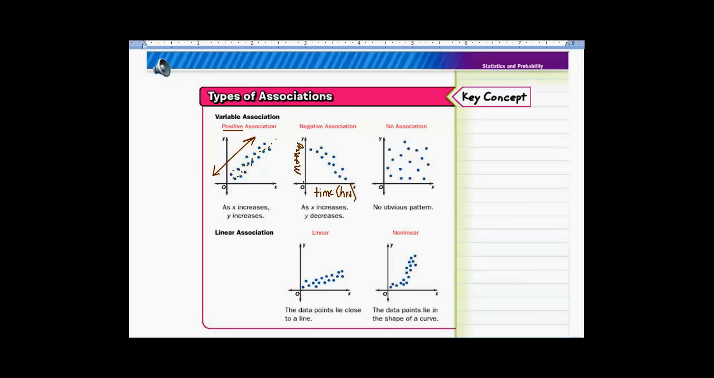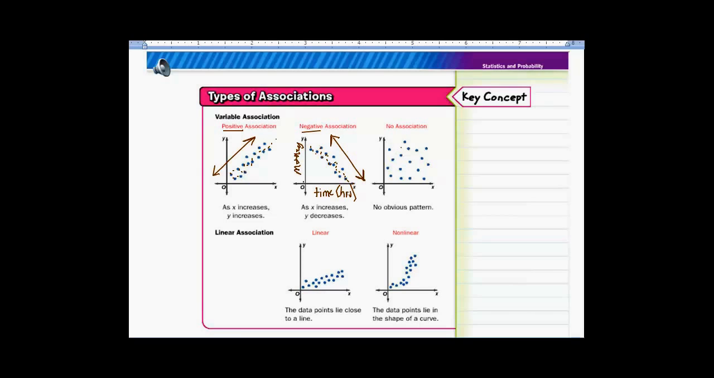So the more hours that you spend, the less money you're going to have, right? Until finally you're broke. So that would be a negative association, because just as before, if a line slants down and to the right, that would be a negative slope.